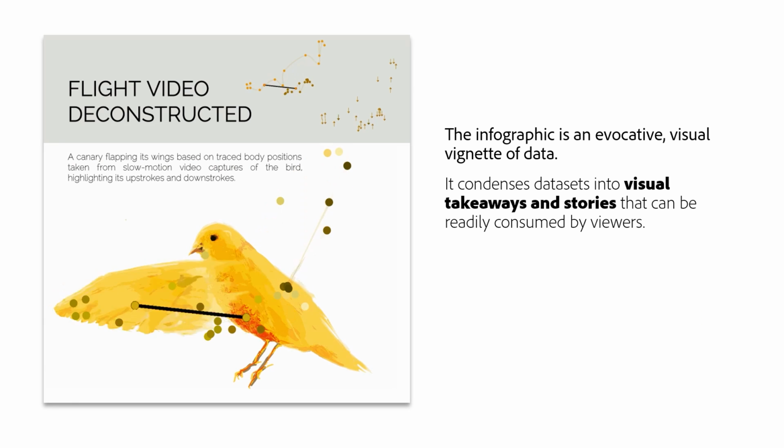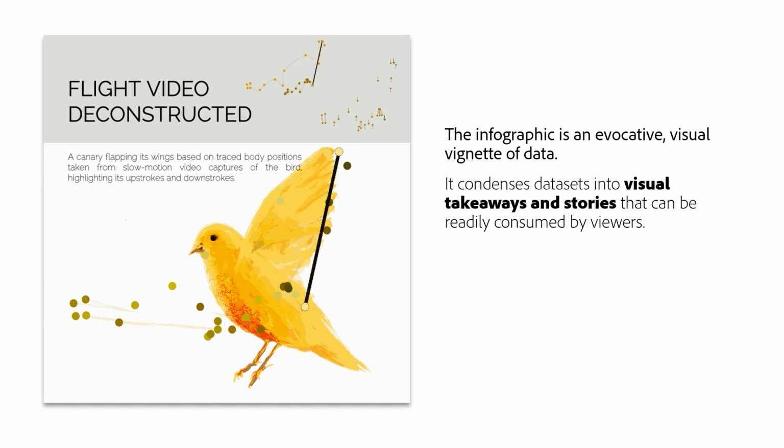The infographic is a powerful medium that helps condense complex data sets into visually compelling takeaways and stories that are easy to understand for viewers. For example, take this infographic on the left, showcasing the upstroke and downstroke positions of a canary's wingspan by coupling it with an animation of the bird and grounded on camera feed data.